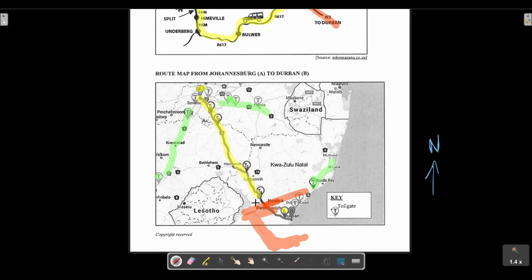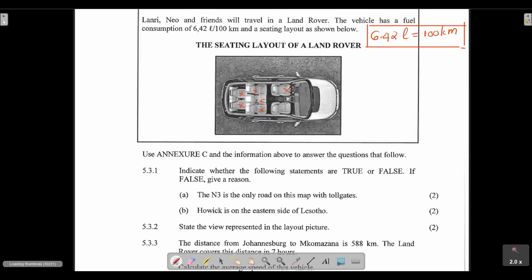So is Howick on the eastern side of Lesotho? Do you see that this is Lesotho? Where is Howick? It's on the eastern side, or to the east, of Lesotho. Okay, so we can then just say it is true.